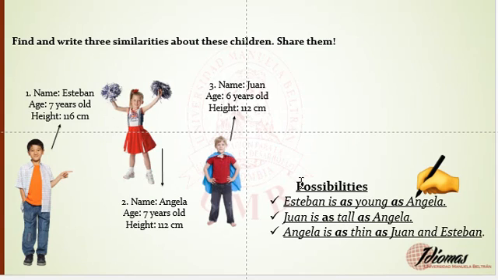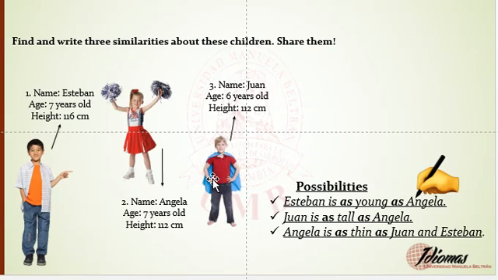What possibilities do we have? For example, number one, Esteban. Who is Esteban? Number one, he is Esteban. Esteban is as young as Angela. Why? Because both of them are 7 years old. It means that we establish a similarity. Yeah, they are similar about age.